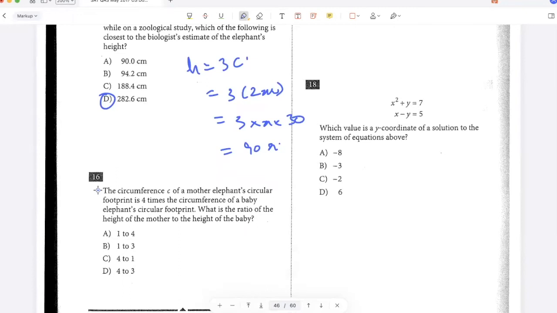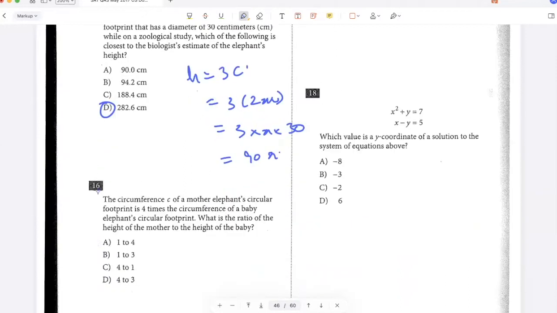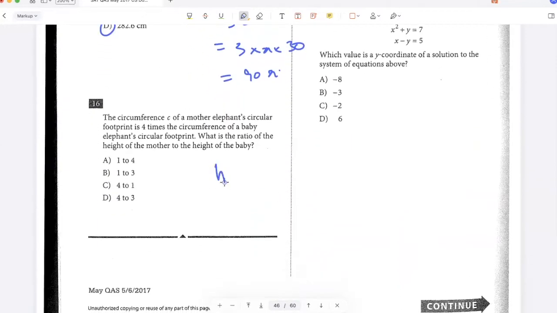The circumference of a mother elephant's circular footprint is 4 times the circumference of a baby elephant's. What is the ratio of the height of the mother to the height of the baby? So h is proportional to c, right? h is 3c. So if the ratio of the circumference is 4 to 1, the ratio of the height would also be 4 to 1, right?